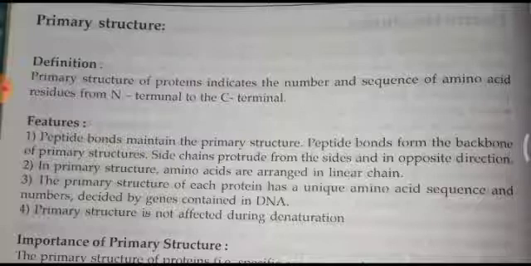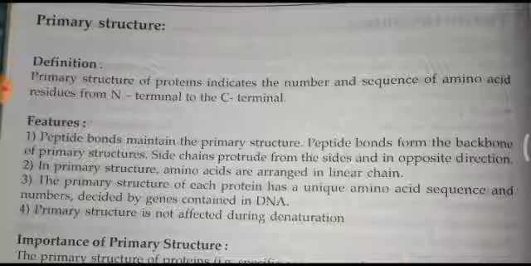The features: peptide bonds maintain the primary structure. Peptide bonds form the backbone of the primary structure. Side chains protrude from the sides and in opposite directions. So the peptide bond maintains the primary structure because this is the main bond involved in the primary structure. Later, in the secondary, tertiary and quaternary structures, several other types of bonds are involved. In the primary structure, amino acids are arranged in a linear chain. So, the second point is that they are arranged in a linear chain.